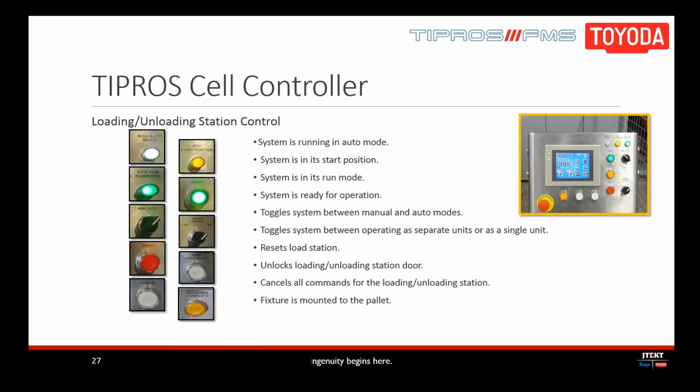There's a man auto switch which toggles between running the system in manual mode versus auto. Also, we have central control, which allows you to decide if you're running the system as a cell or if you're going to run each machine in your system separately. We've also got a reset button, as well as door lock and unlock, and then also cancel, which will cancel any command at the load station. Finally, we have mounting complete, and that's when we have the part mounted to the pallet. That completes our load station controls here, and we're going to bring it back to Keith, who will take us through our software levels.